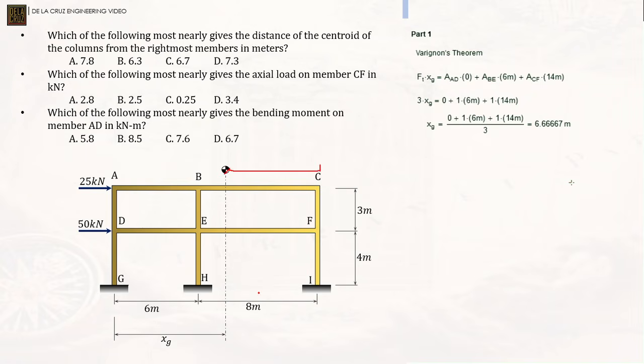So that would be 14 meters minus xg. Alright? So, tawagin ko na lang siyang, let's say, xr, no, from the right. So, that would be 14 meters minus x sub g. And that is the answer. 7.3. Letter D tayo.